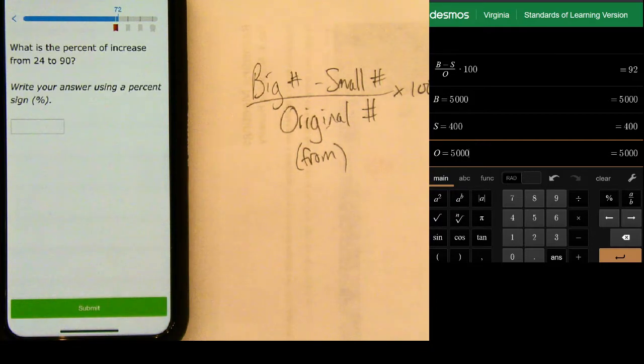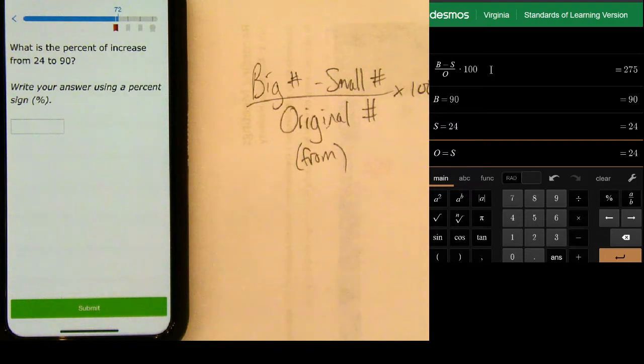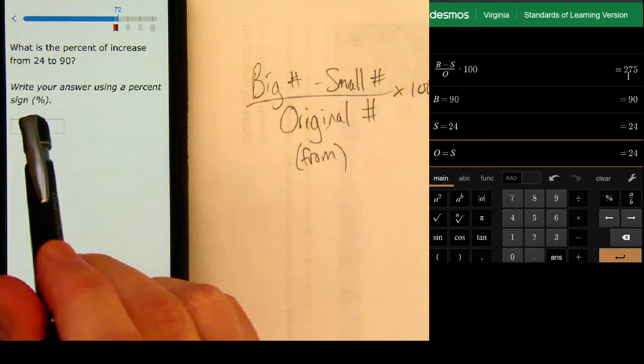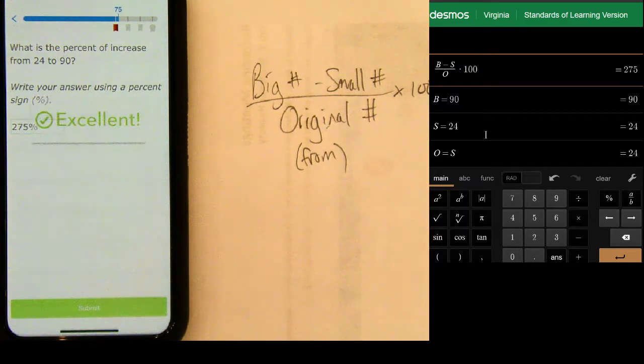What is the percent of increase from 24 to 90? So our big number out of those two is 90. Our small number is 24. And our original is also a small number. And so it's going to be, oh man, it is a 275% increase. Again, make sure that you are seeing that. That's the important part with that. That's why I had that times 100, because that tells us, hey, we already changed to percent. And so we just say 275%. Excellent.